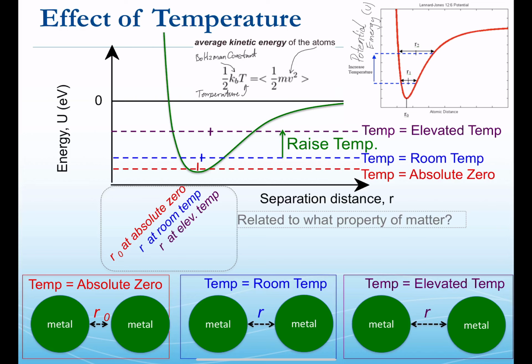We'll first recall the energy versus separation distance curve and think about what might be related to the property of matter that affects this curve. As we've seen before, hopefully you recall that things like the bond type might affect the strength of the bond and ultimately the depth of the well in this graph, which represents the bond strength, of course.